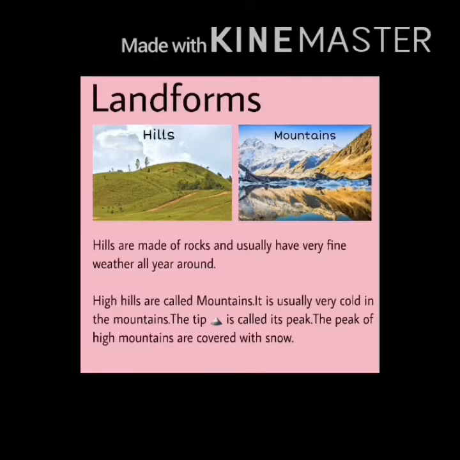So let's learn the difference between the hills and the mountains, okay? Hills are made of rocks and usually have very fine weather all year round, whereas high hills are called mountains. It is usually very cold in the mountains. The tip is called its peak. The peak of high mountains are covered with snow. And the highest mountain in the world is Mount Everest.